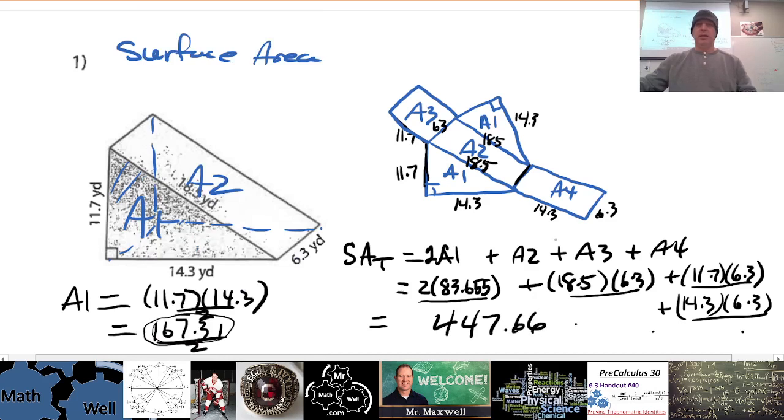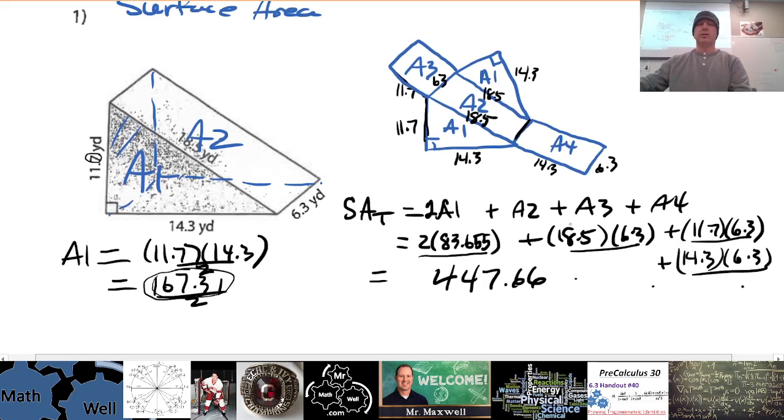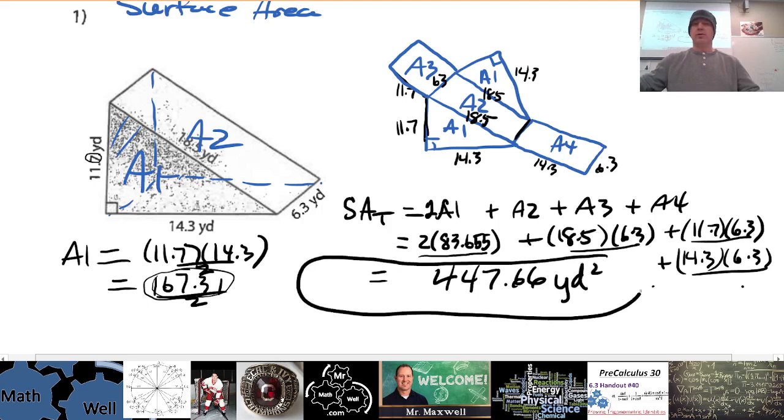447.66. Now, you can just go to one decimal place. If all of the measurements have one decimal place, that's fine. But you'll never go wrong going with 2 decimal places. In math, generally, that's kind of my rule. If you don't know, just go to 2 decimal places. It's generally pretty good. So this is going to be square yards, right? Or yards squared. That's what the surface area is.